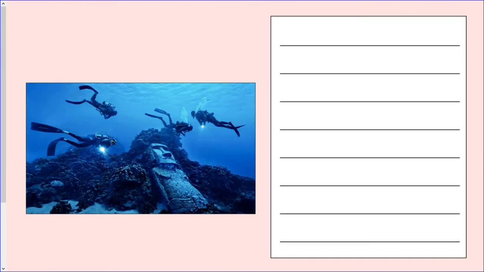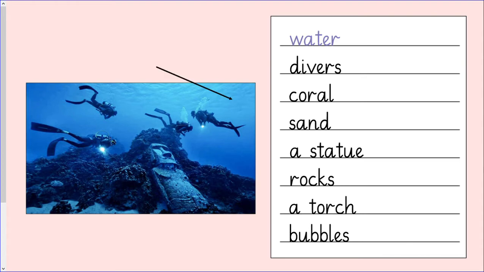I would like you to look closely at this picture and make a list of everything you can see. Pause the video while you do this. Here are some of the things that I could see in the picture. Water, divers, coral, sand, a statue, rocks, a torch, bubbles.